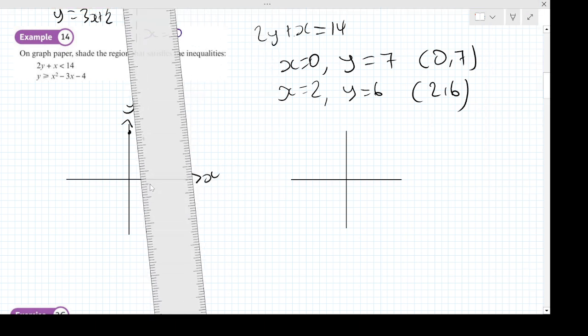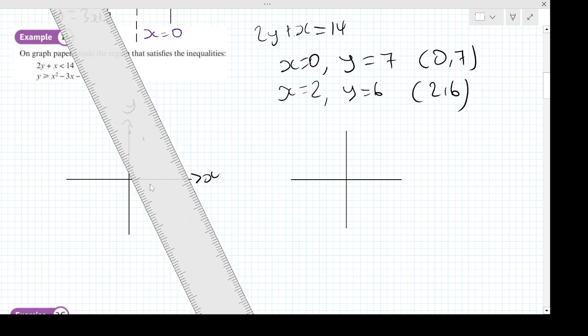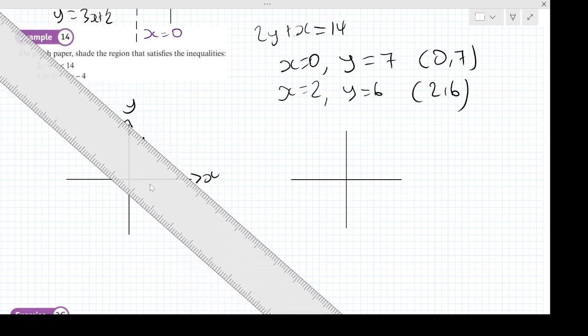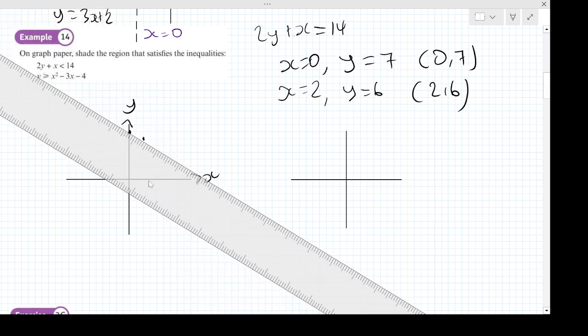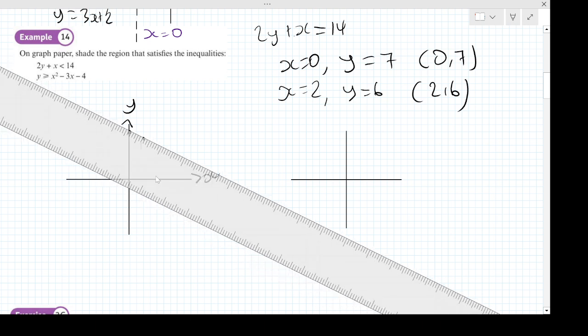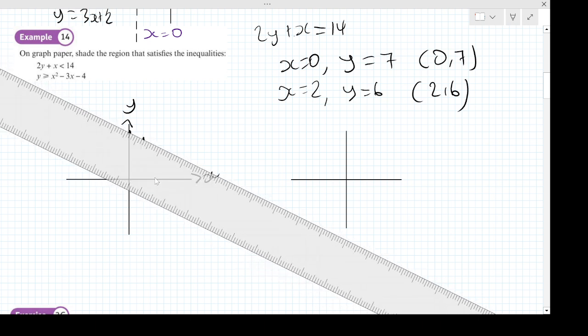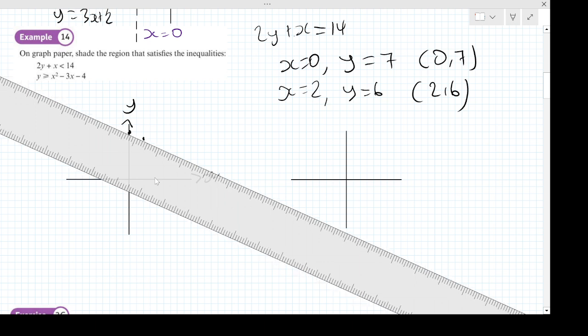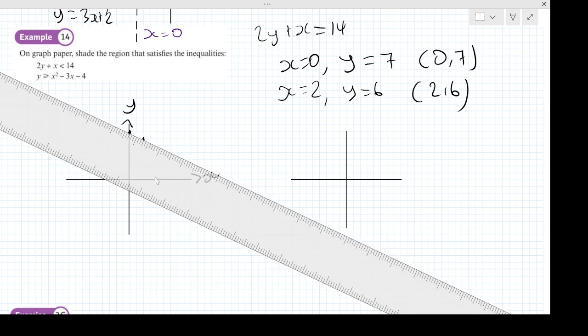Okay, so let's get our ruler. That should be good enough, I think. Okay, I'll leave it there. So we draw the line then. So that'd be the line.